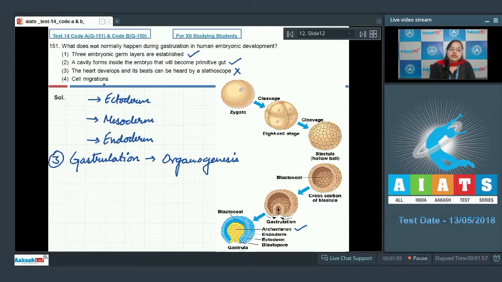Option 4 is given, cell migration. During gastrulation, various morphogenetic movements of cells occur, like epiboly, emboly. Delamination is the chief movement in humans during gastrulation, and these cell migrations help in formation of the 3 germ layers. So option 4 is also correct regarding gastrulation. So option 3 is incorrect regarding gastrulation and is the answer for our question. So let's proceed to our next question.